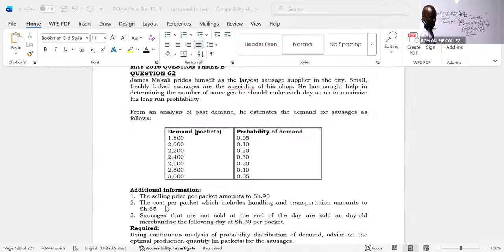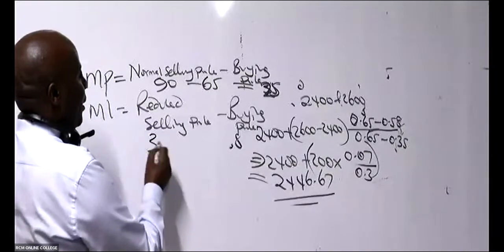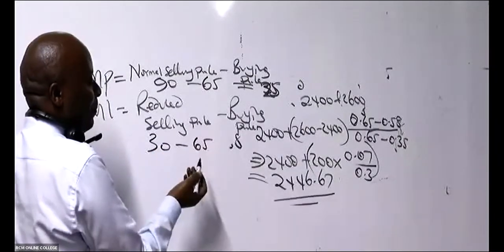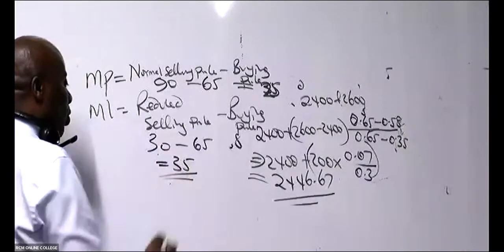And then if we don't sell these sausages on the normal day, first day, sausages that are not sold at the end of the day are sold as day old, for 30. Buying price is normally the same. So 30 minus 65, that's how we got a marginal loss of 35.